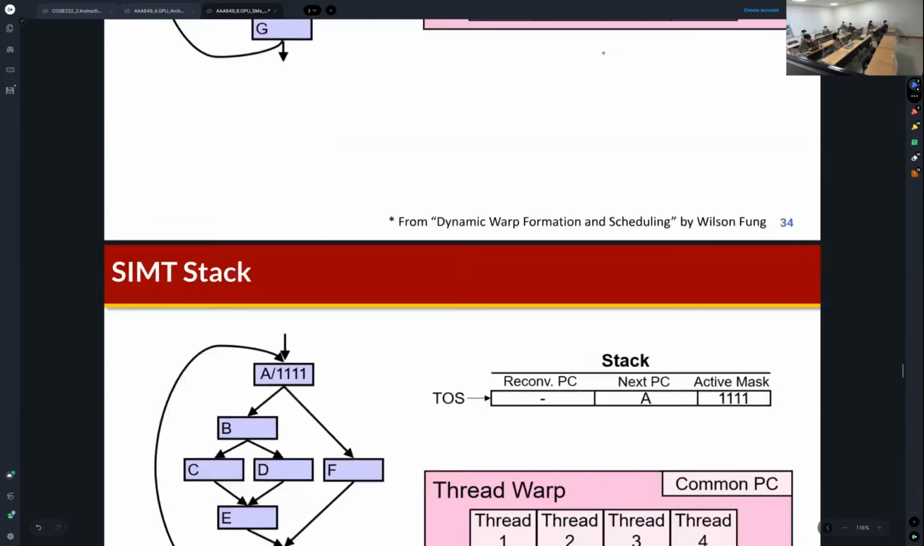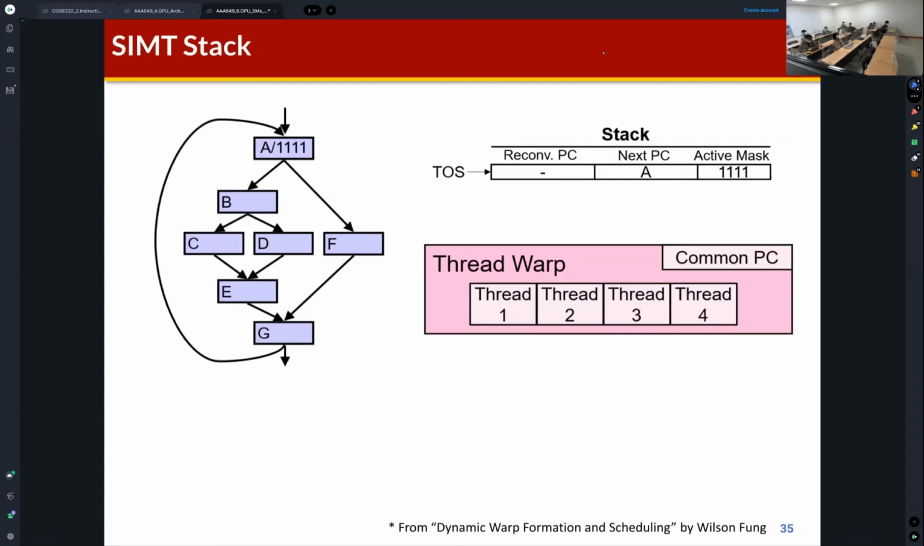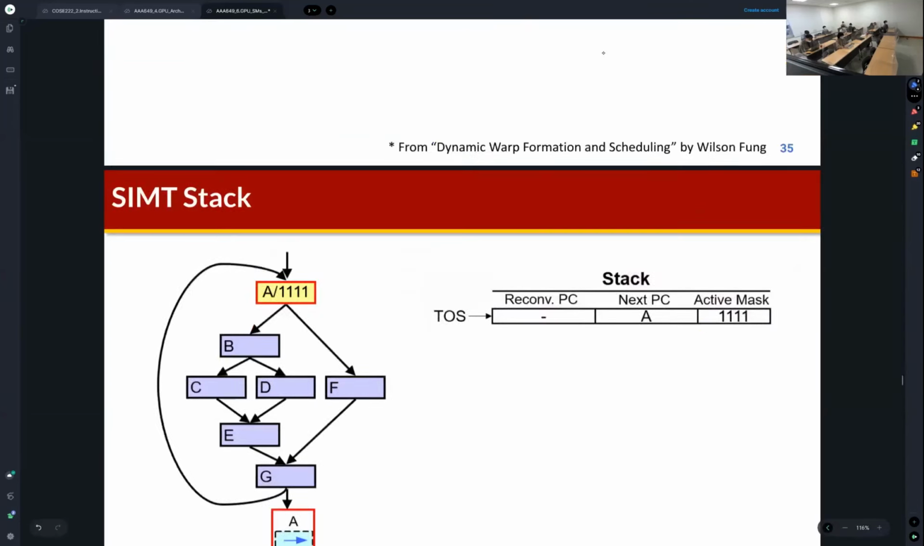Let's see how the CT stack is organized. This is the top of the stack. RPC is the reconvergence PC, the return PC, and this is the next PC. The stack also holds the active mask information. When instruction A is executed, all threads in the warp execute the same instruction, which means the active mask is 1111. So all threads are executed.